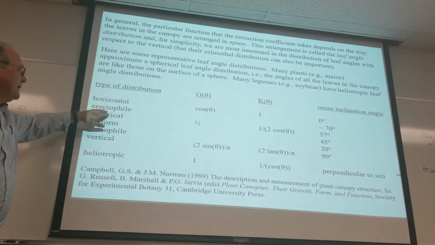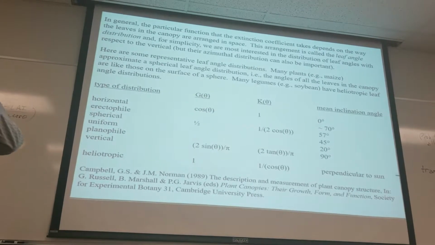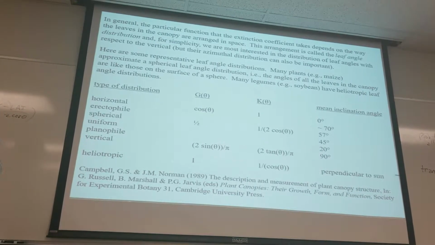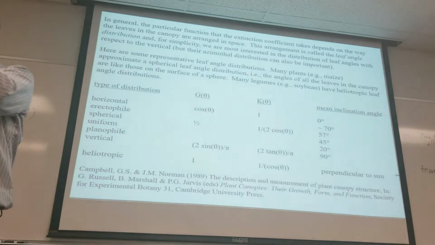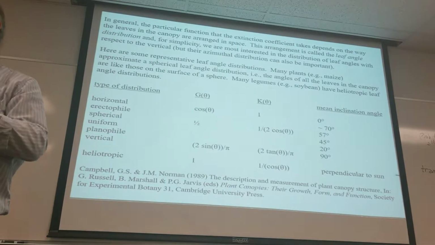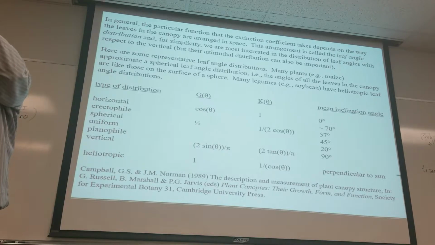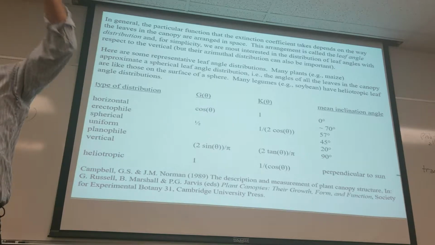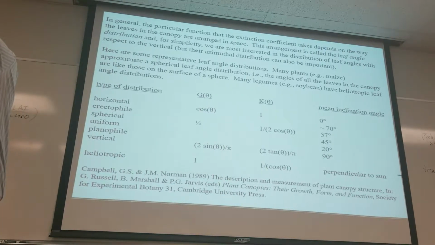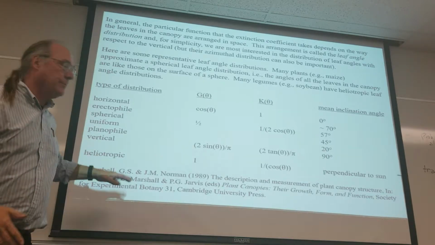Most of them are sort of horizontal or sort of vertical, called erectophile or planophile. And some are heliotropic, right? Some of them, depending on where the sun is in the sky, those leaf angles change, like soybeans. Legumes in general will track the sun as it moves through the sky. So their leaf angle distribution changes throughout the day depending on where the sun is.